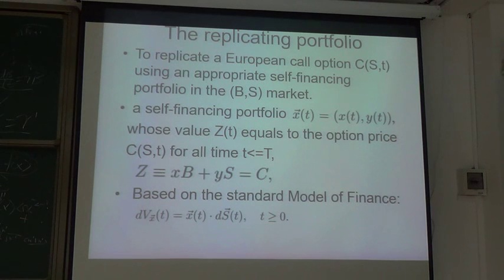We can replicate the European claim C(S_T) using an appropriate self-financing portfolio in the BS market. And the BS is so similar to the basis vector expansions in quantum mechanics, and whose value Z_t equals the option C(S,t) for all time t smaller than T. And now we should solve the equations to find what X and Y are. And based on the standard model of finance, the change of the value only responds to the change of the price of the stocks, and has no relation with the X_t.